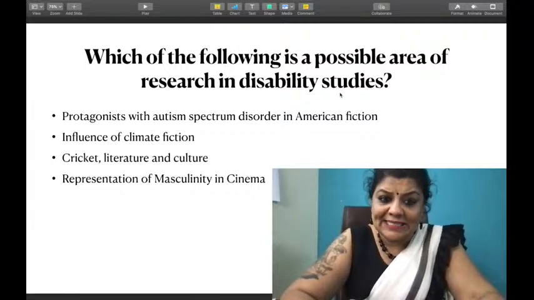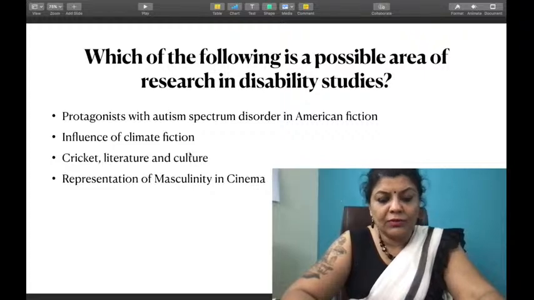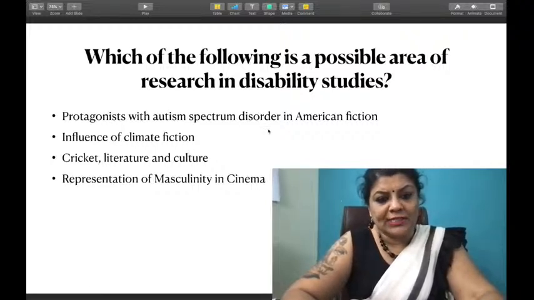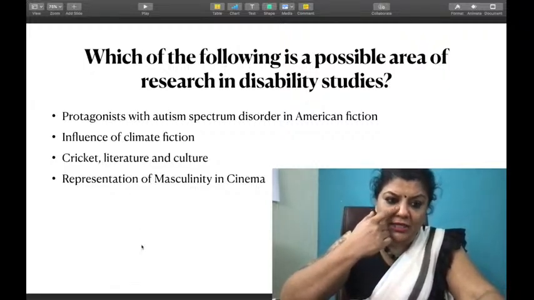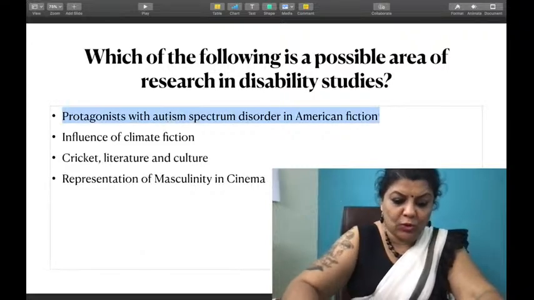Which of the following is a possible area in disability studies? Which of the following is a possible area of research? Protagonists with autism spectrum disorder in American fiction. Influence of climate fiction. Cricket literature culture. Representation of masculinity in cinema. Of course, it is protagonists with autism.